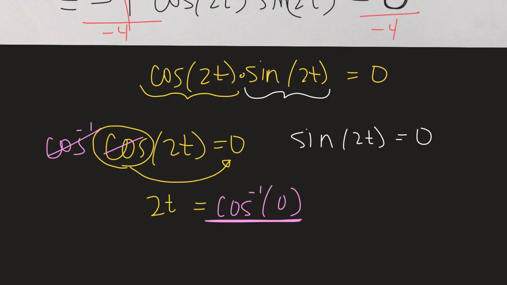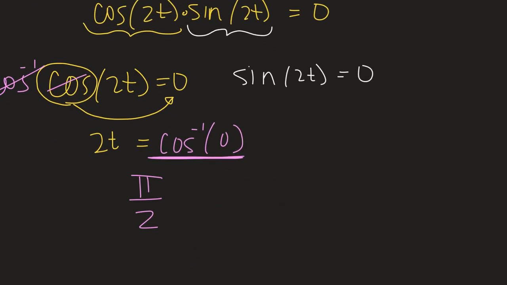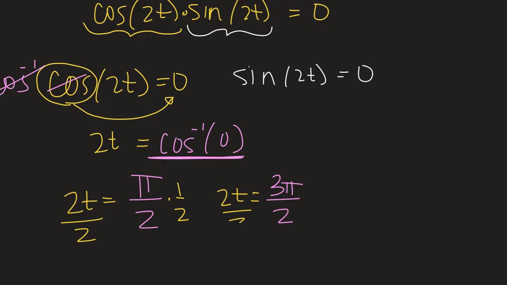So from our unit circle, that happens at pi over 2, and that also happens at 3 pi over 2. Right? That's 90 degrees and 270 degrees. Those are the two places on your unit circle where the cosine is 0. Okay, so now our last step is dividing both sides by 2, aka multiplying by 1/2. So I have a final answer of pi over 4 or 3 pi over 4.